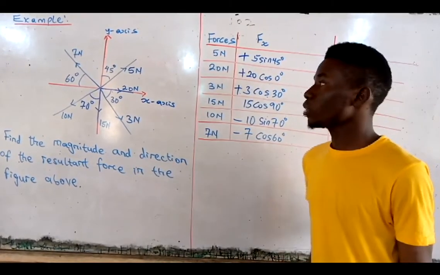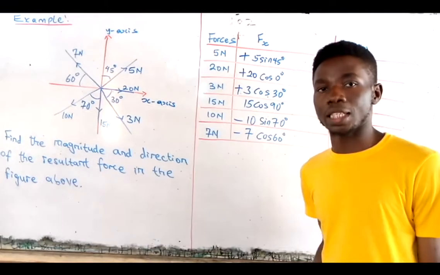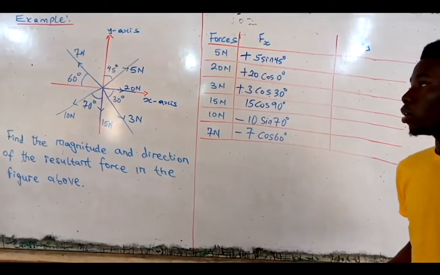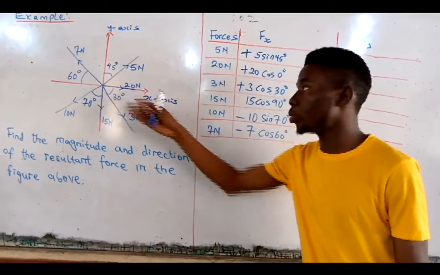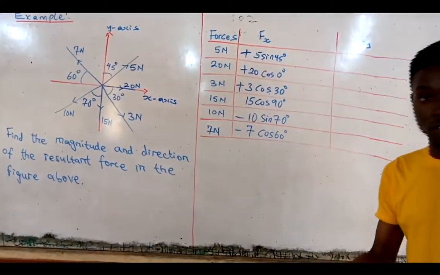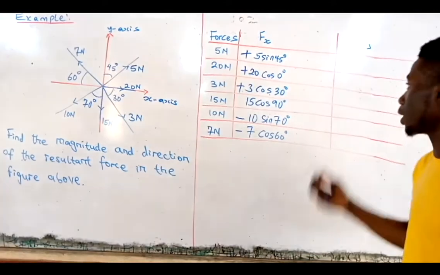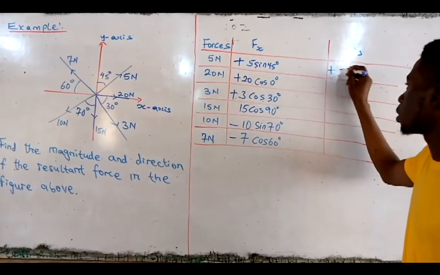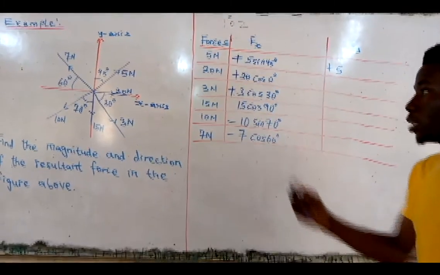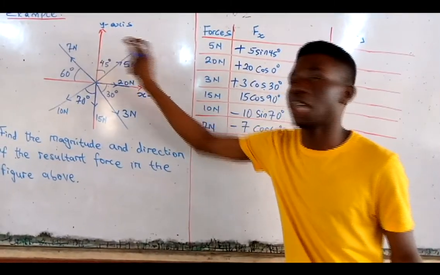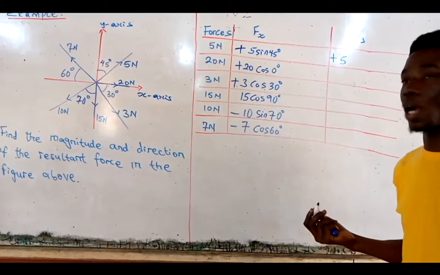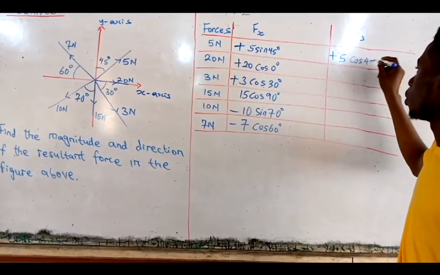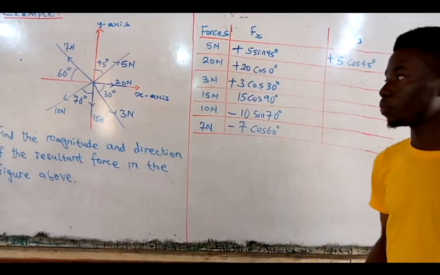Now, let us treat the case of the y-axis, starting from 5 Newton as well. 5 Newton is at the top. Definitely, it is going to have a positive value with respect to the y-axis. So we have plus, followed by 5 and sine. Then, the angle 45 degrees is directly between 5 Newton and the y-axis. Then we have cosine of 45 degrees.